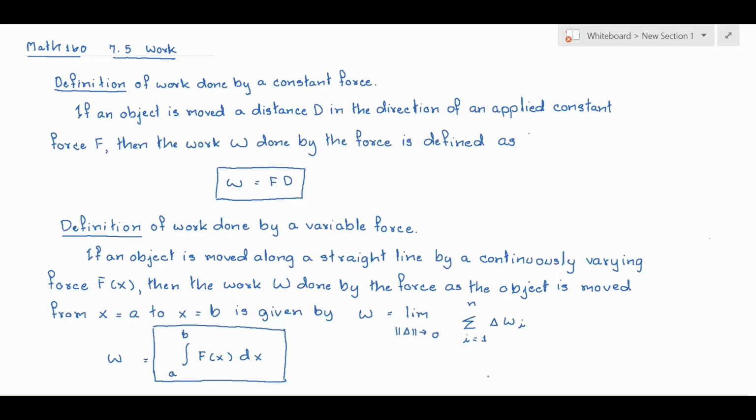The second definition is work done by a variable force. If an object is moved along a straight line by a continuously varied force f of x, then the work done by the force as the object is moved from point A to point B is equal to an integral from A to B of f of x dx. So let's look at one example here.